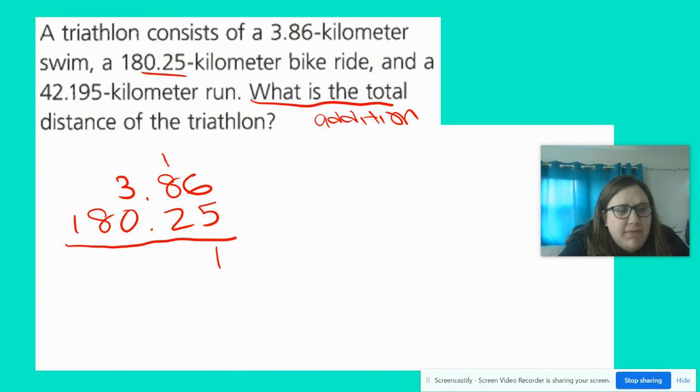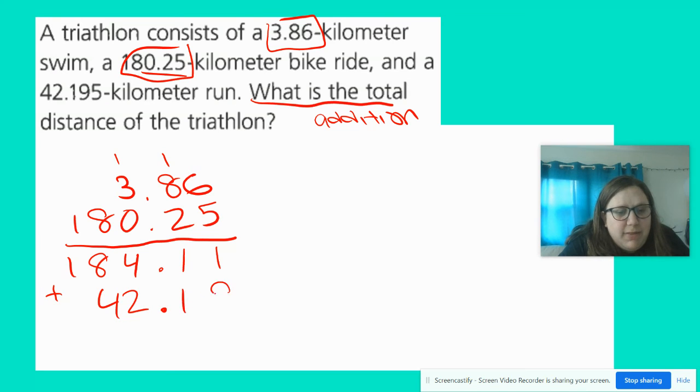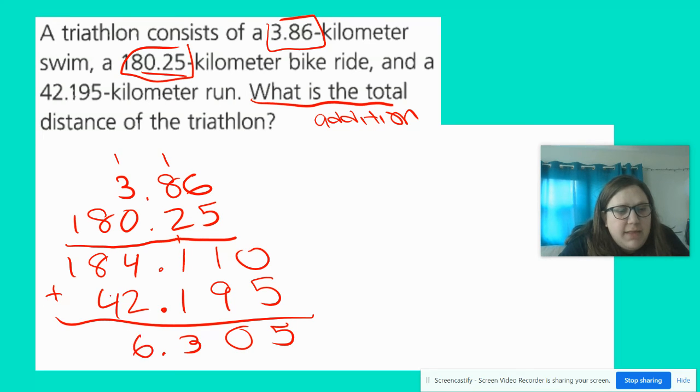6 and 5 is 11. 9 and 2 is 11. 4. So this is 184 and 1100. So that's for the first two. So we already have these two. And now we need to add in that 42 and 195 thousandths. Again, notice I'm lining up my decimal points. 4 and 2 is 6. 8 and 4 is 12.